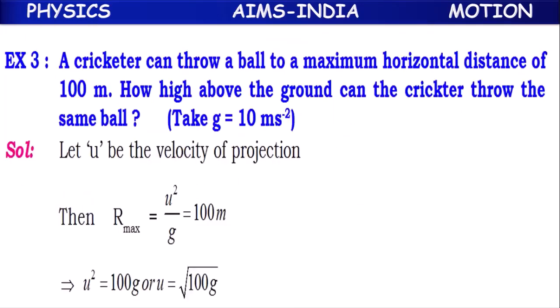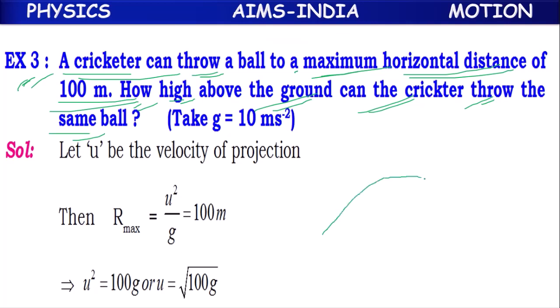Next one. So example 3. One minute, children. Example 3. A cricketer can throw a ball to a maximum horizontal distance of 100 meters. How high above the ground can the cricketer throw the same ball?